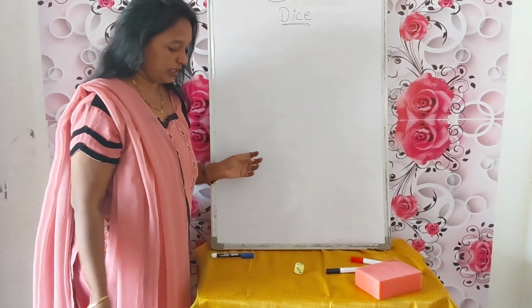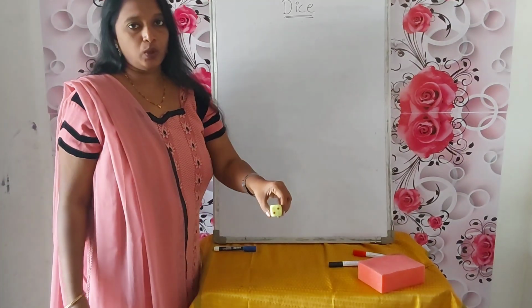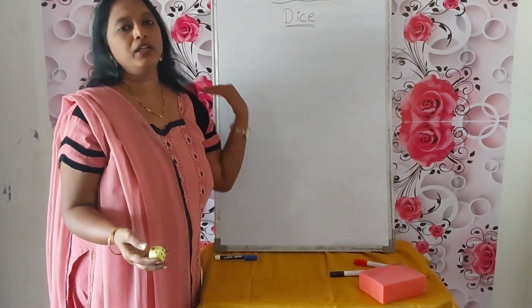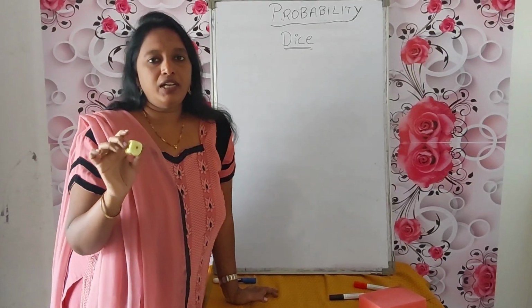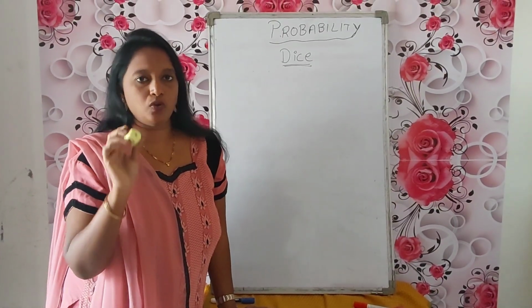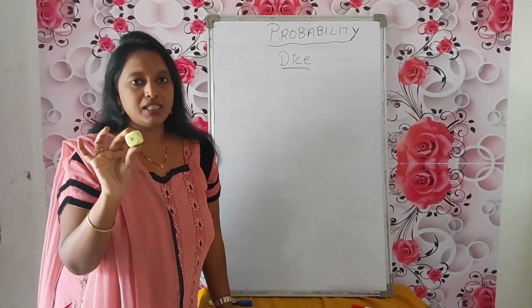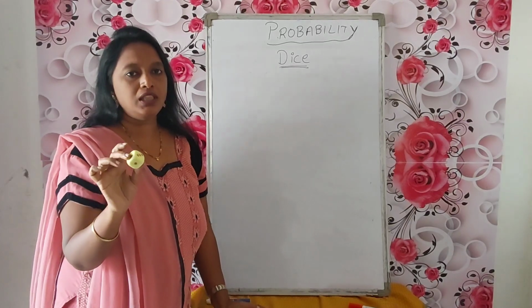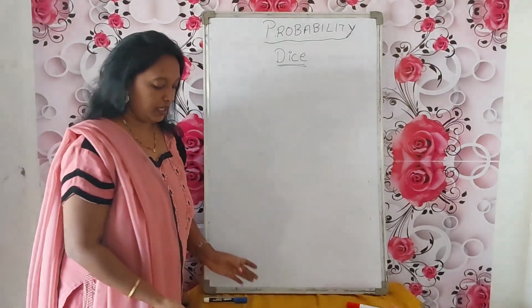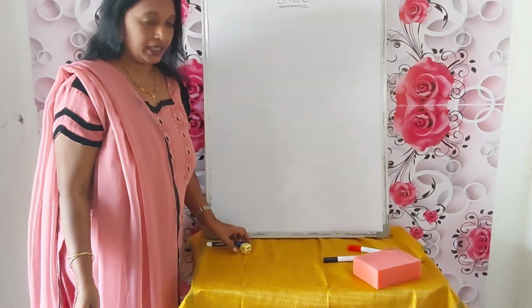Whenever I roll a dice, see now I got 6. Again I am throwing the dice and I got 2. Whenever I am throwing the dice, I am getting different numbers in different throws. So, this is a fair dice. All the 6 numbers have an equal chance of coming up.